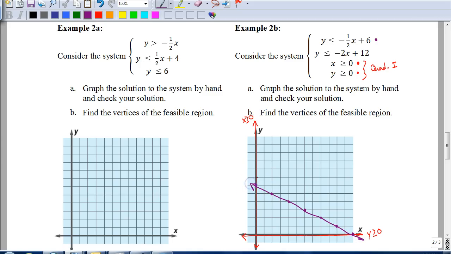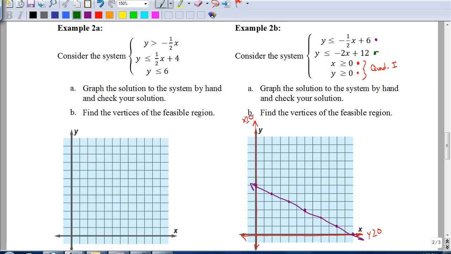Whoops, close enough. And now ask yourself, would I shade above or below this line? The fact that it's less than or equal to means that I would shade below this line. Remember, the x-axis and y-axis have already put limits on us to keep us in quadrant 1. So right now, if I stopped here, my feasible region would be this triangle. But we're not done yet. We still have the other inequality to do.